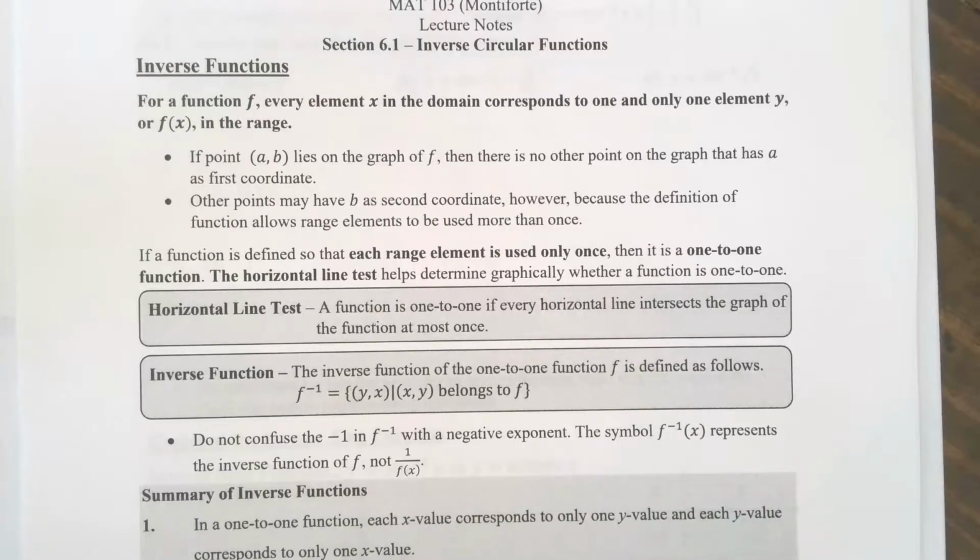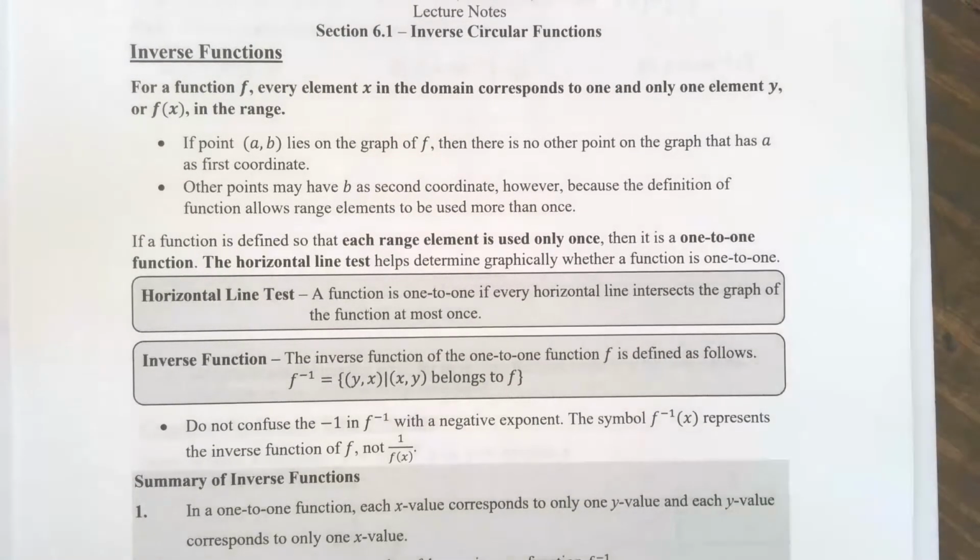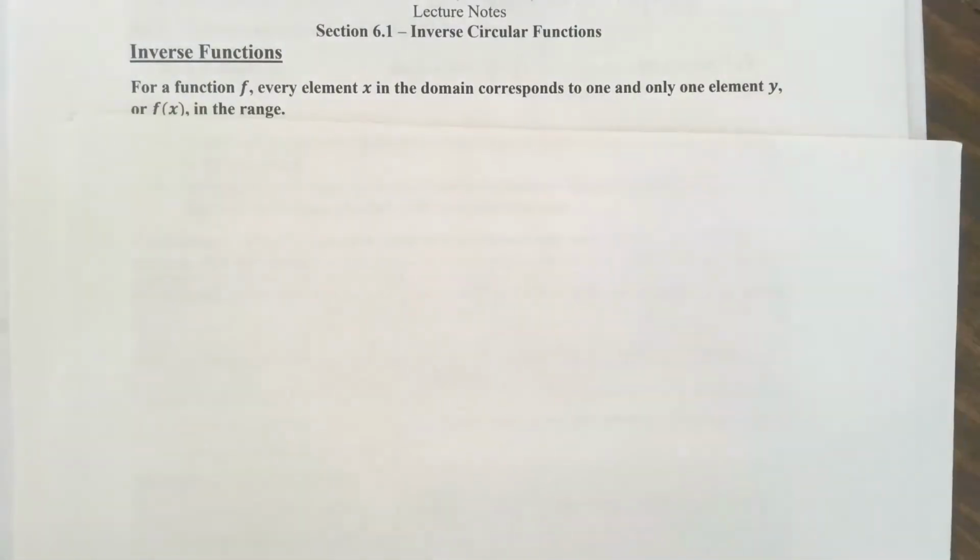So first off, for a function f, for it to be a function, every element x in the domain corresponds to one and only one element y in the range. That means if there's a point (A, B) on the graph, then there's no other point that has A as its first coordinate. Other points may have B as a second coordinate, however, because the definition of a function allows range elements to be used more than once.